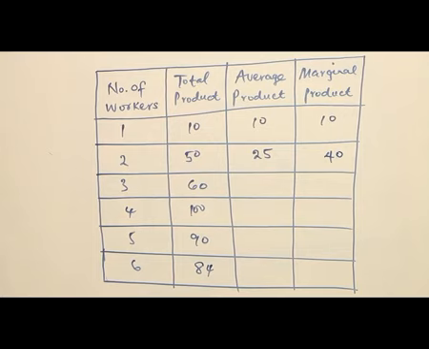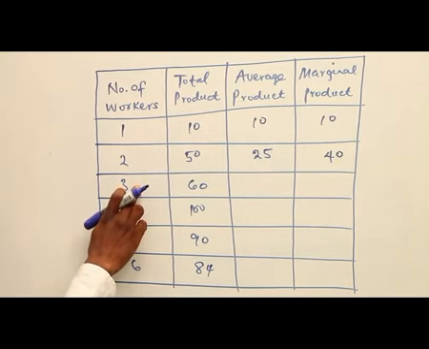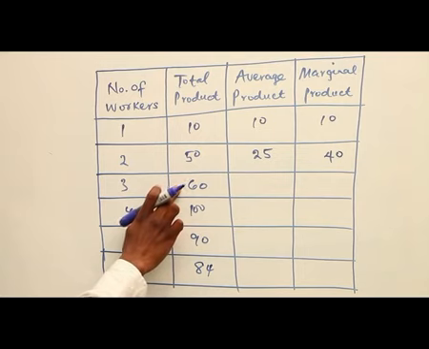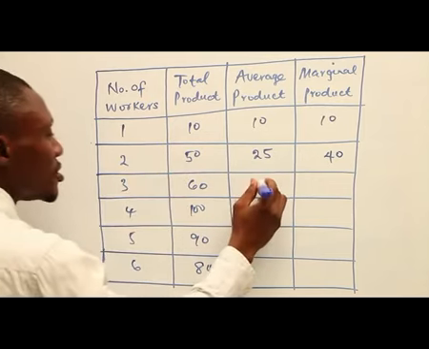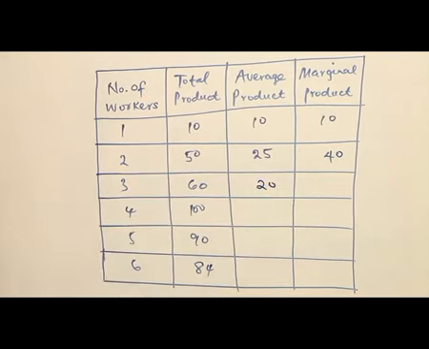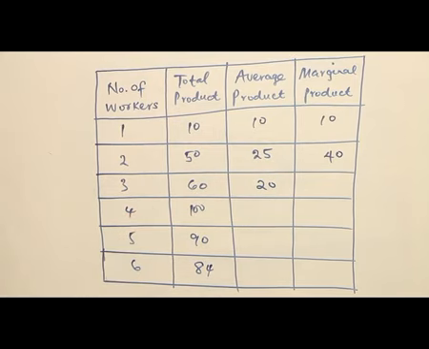The firm further increases its production. Additional worker making to be what? 3 workers. Now, when 3 workers are used towards production of a particular commodity, 60 units were produced. What is going to be the average? 60 divided by 3 will give us 20. That is, output per unit of the variable input, which is worker, happens to be 20.